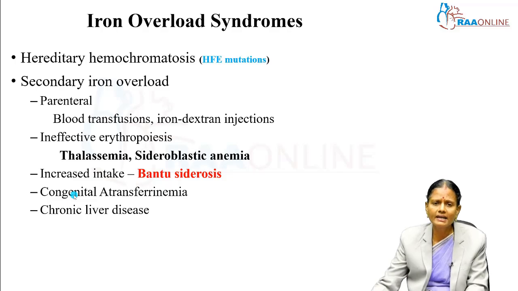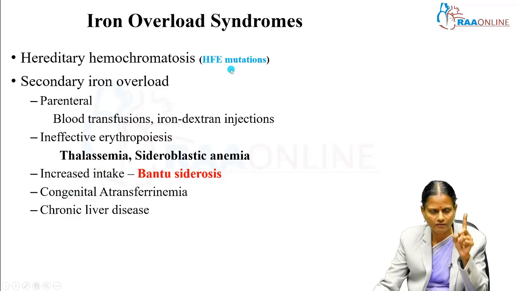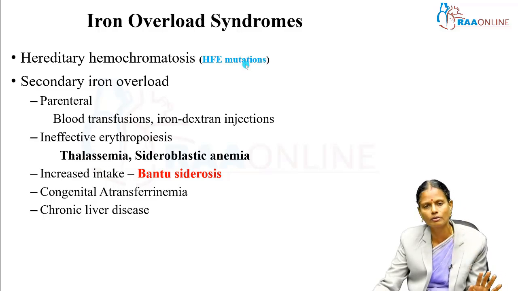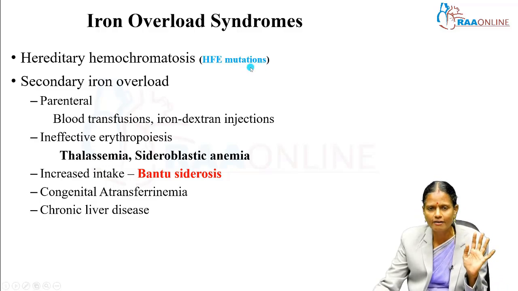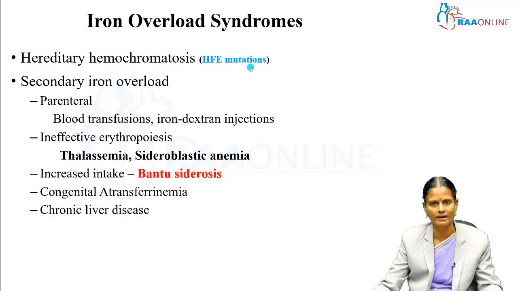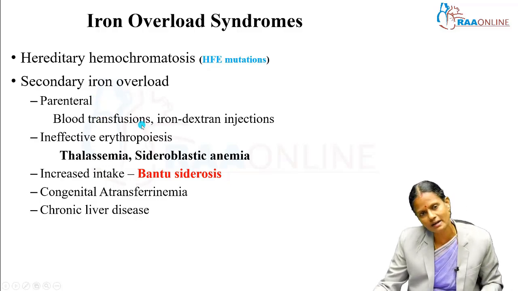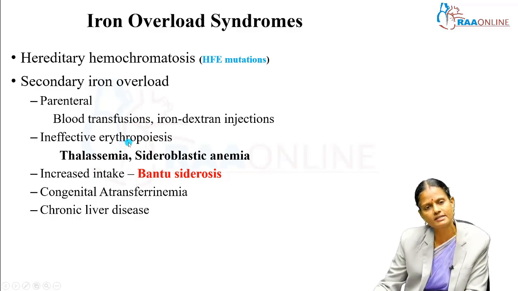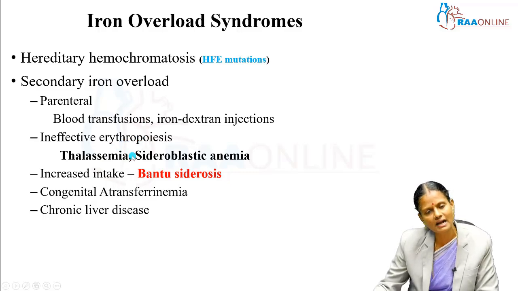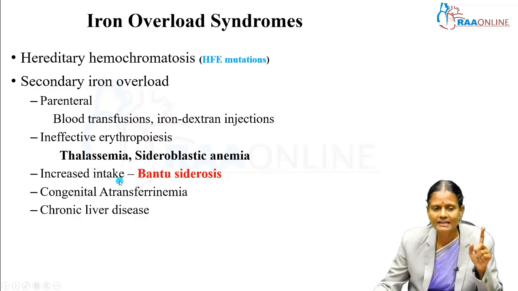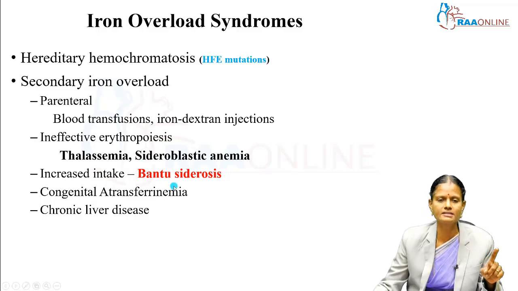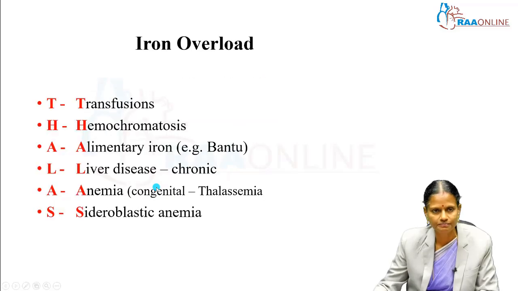Now, hereditary hemochromatosis very characteristically involves a mutation. If we ask for one etiology for hereditary hemochromatosis, I will opt for HFE mutations. There are certain others, but this is the most common one. And for secondary iron overload, we have parenteral blood transfusions, iron dextran injections, ineffective erythropoiesis, thalassemia, sideroblastic anemia, and increased intake in African countries, which is Bantu siderosis.